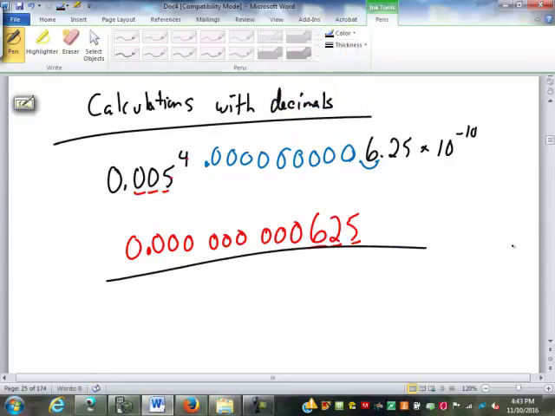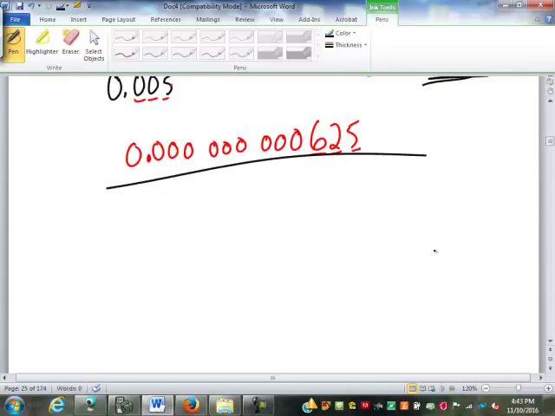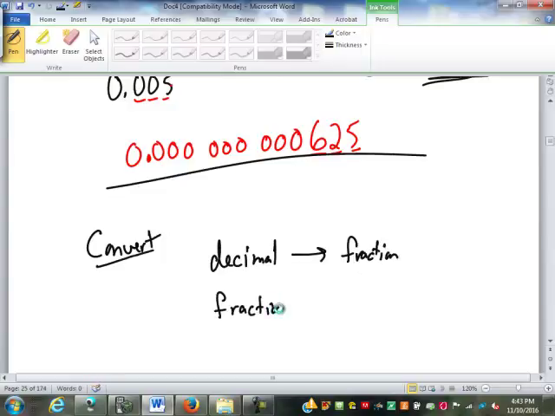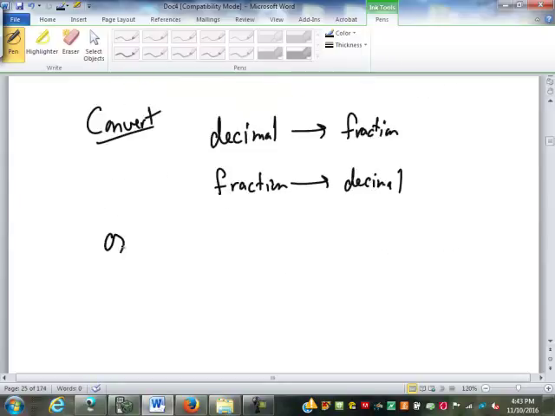I probably won't be quite that drastic to you on the test, but there's a good chance it's going to throw you into that scientific notation if you do the calculator. I'm not going to do any examples, but you will need to know how to convert a decimal into a fraction and a fraction into a decimal. A percent into a decimal or a fraction, or the other way around.